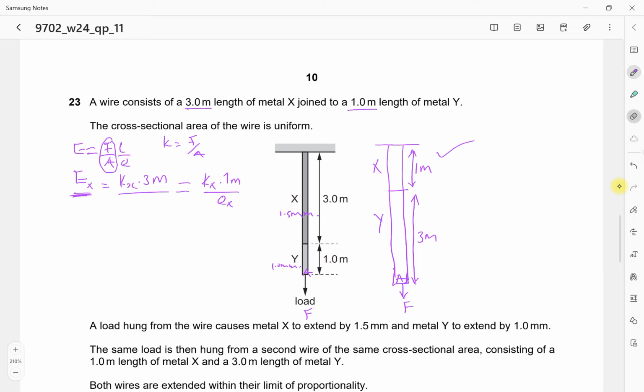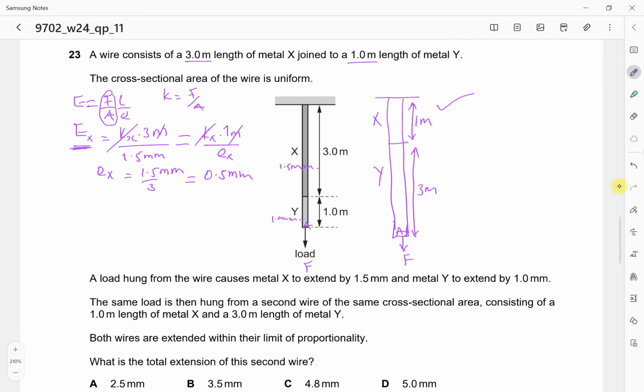For the first wire, it was 1.5. For the second wire of X, it wasn't known. So K is going to cancel out, meters cancels out. So extension for X is going to be equal to 1.5 millimeters divided by 3, which is equal to 0.5 millimeters. So the extension for the new wire is 0.5 millimeters.